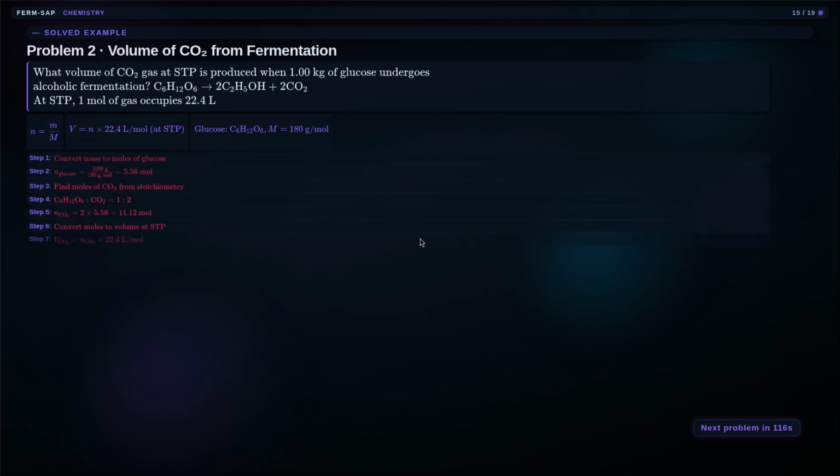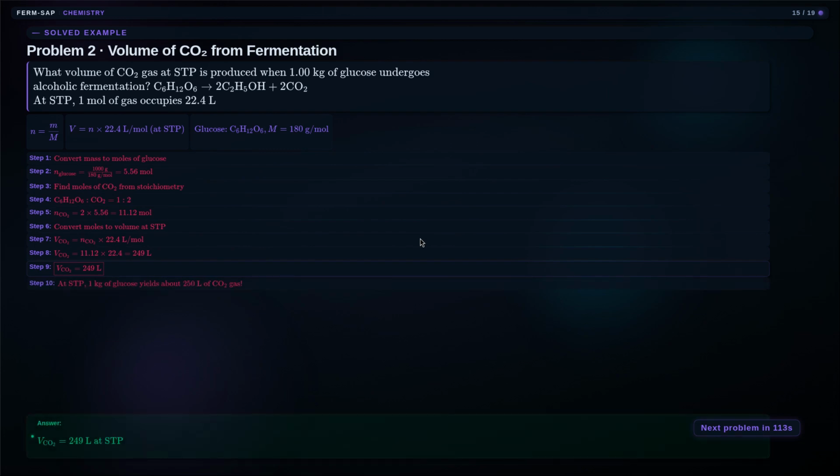Problem 2. What volume of CO2 gas at STP is produced when 1 kilogram of glucose undergoes alcoholic fermentation? Step 1. Convert mass to moles of glucose. 1,000 grams divided by 180 grams per mole equals 5.56 moles. Step 2. Find moles of CO2 from stoichiometry. The mole ratio of glucose to CO2 is 1 to 2. So moles of CO2 equals 2 times 5.56 equals 11.12 moles.